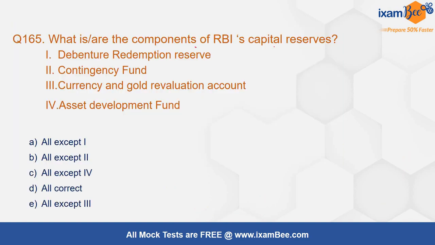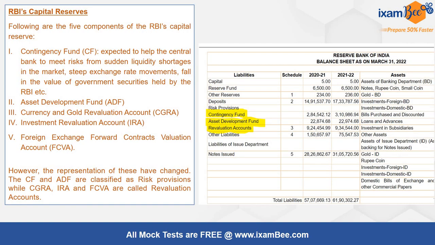What are the components of the RBI's capital reserves? I have shown the RBI balance sheet sometime in some of the discussions. RBI's capital reserves are contingency fund, currency and gold revaluation reserve, asset development fund. Debenture reserve is not there. This is the balance sheet. Again you can see the RBI balance sheet: contingency fund, asset development fund and revaluation account. For example, the gold RBI is holding, the value of the gold increases. So the revaluation is done. That is how the reserve is created.